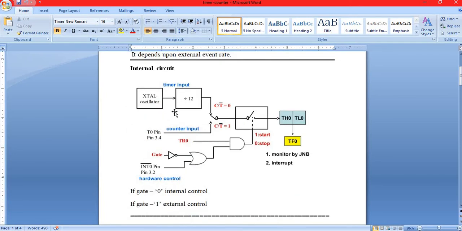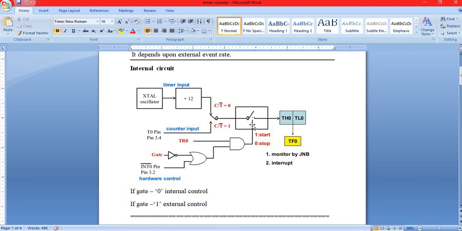Here is the internal circuit of the timer. There are two inputs, the timer input and the counter input. The timer input is the crystal frequency which is divided by 12 and the counter input is the one which is connected to the pin 3.4. There is a logical bit C/T bar to select the counter or timer input. If C/T bar equals 0, then you can select the timer input. And if C/T bar equals 1, then you can select the counter input.